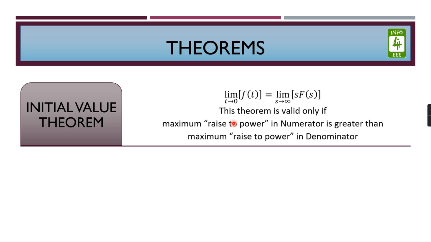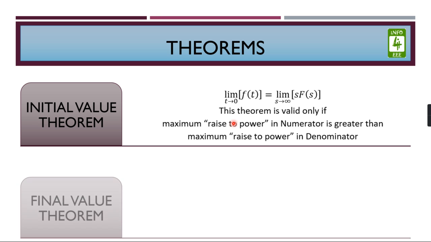Remember that this theorem is only valid if the greatest power of a variable in numerator is greater than the greatest power of the same variable in denominator. If numerator is x raised to 7, denominator is x raised to 5, then it is valid. And if suppose in numerator we have x raised to 4 and denominator we have x raised to 6, then this theorem will not be valid.